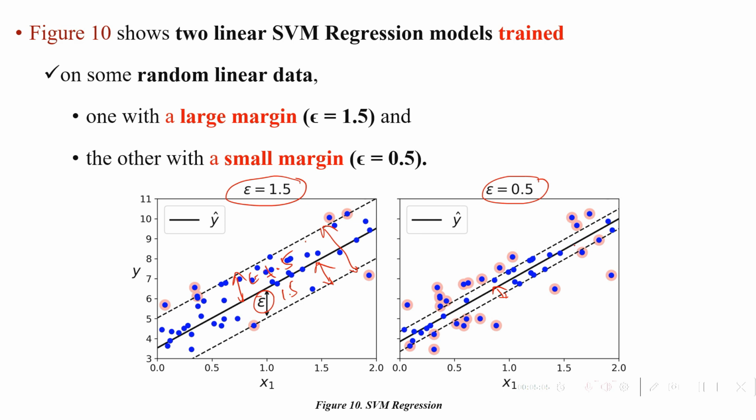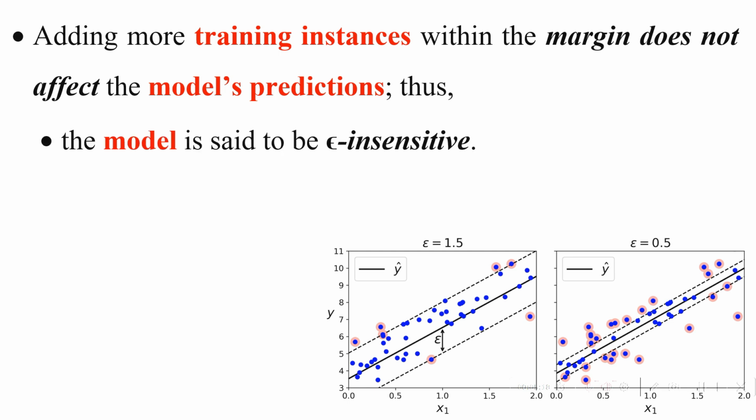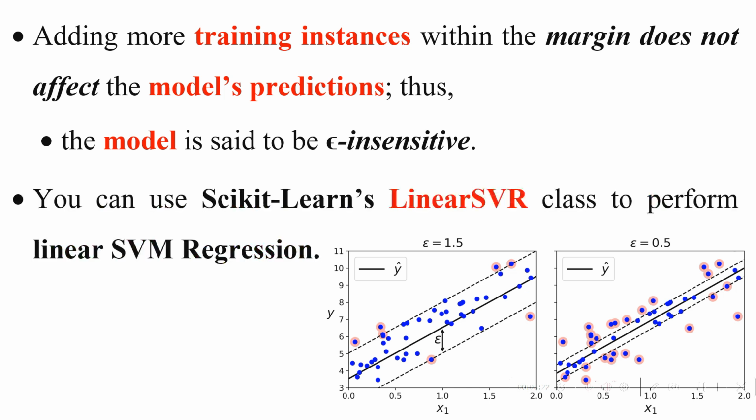But with the smaller margin space, we get fewer instances between these two hyperplanes. Adding more training instances within the margin does not affect the model prediction, so the model is said to be epsilon-insensitive. You can use scikit-learn's linear SVM regression.